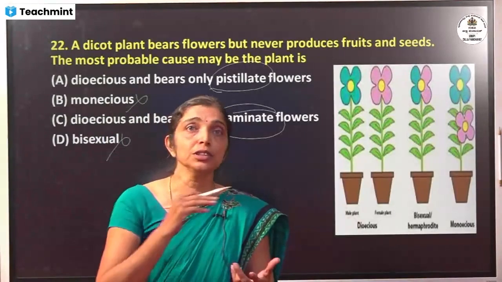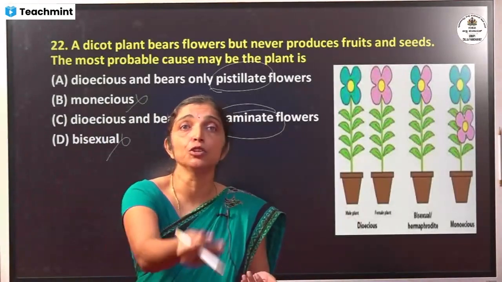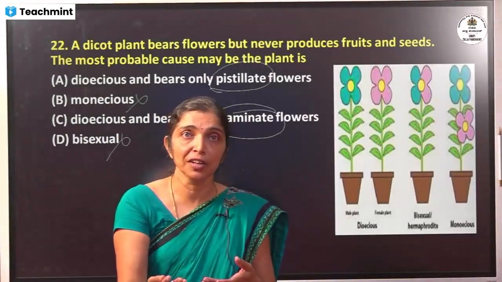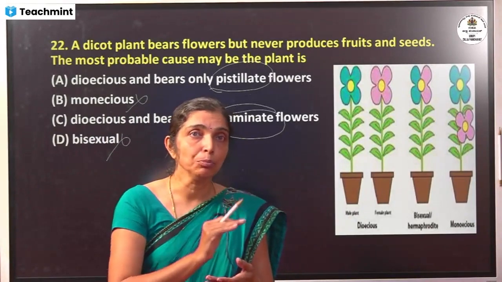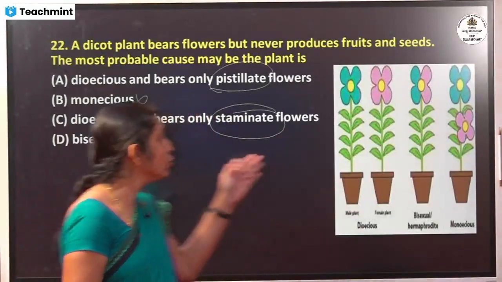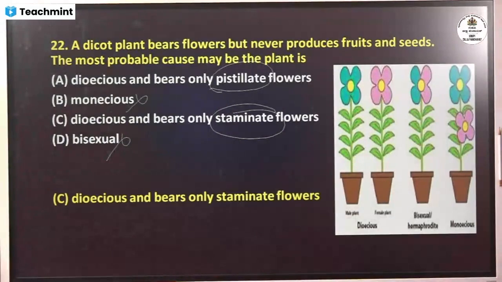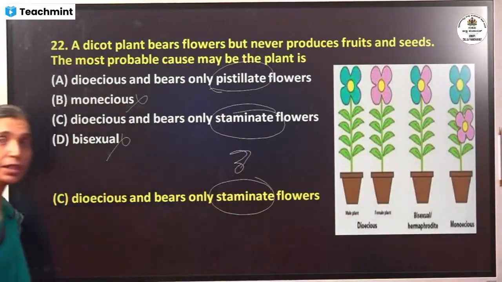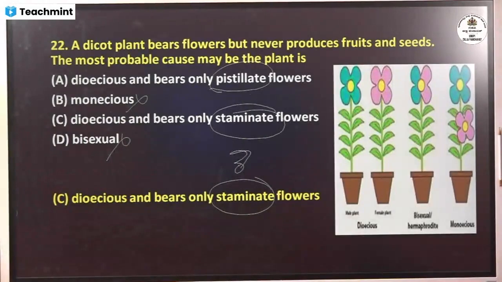So there's no chance of fruit setting. The staminate flowers will just be donating their pollen grains to a female flower or to another flower, isn't it? But it will not produce fruits and seeds because it does not have an ovary. So definitely the plant that we are talking about should be dioecious, and it bears only staminate flowers. Staminate flowers means male flowers. It has only male flowers. So the right option over here is C.